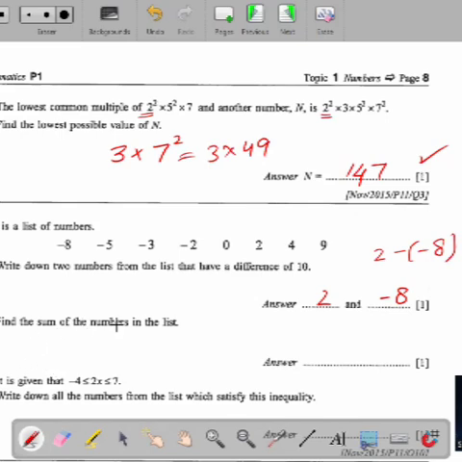After that, find the sum of the numbers in the list. -8 minus 5, -13, -16, -18, -16, -12, -3. First of all, I have added all the minus signs. Then I started to subtract from the negative value to these positive values over there. And I got -3 over there.